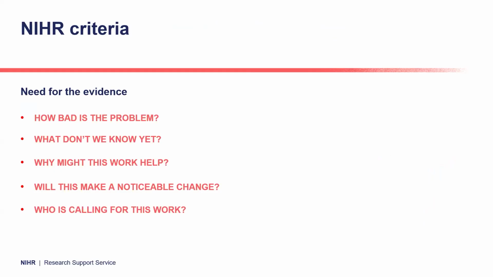I'm going to mainly be talking about NIHR, but this really applies to any funder you're applying to. Every funder will have particular criteria which they're interested in too. So, if you're thinking about NIHR and other funders, what we really need to know first of all is how bad is the problem? So, what are you trying to address the problem for? Then think about what we don't know yet, and how might your research help answer what we don't know? Will what you do make a noticeable change? And are there any people out there calling for this work other than you?